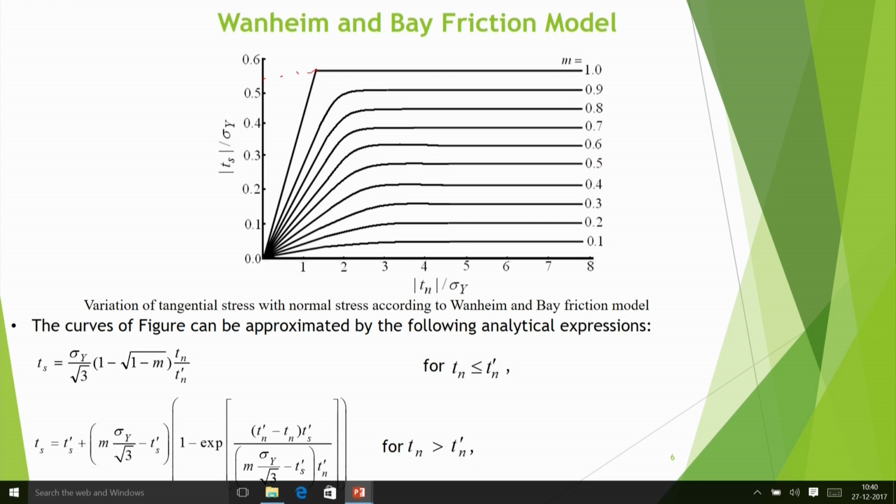What he did is, he included a transition region. That means there is a zone in which Coulomb's friction law is valid, and after that there is a zone of constant friction, and in between there is a transition zone. This is plotted for different values of m, and these can be approximated by different expressions. Here T n prime is the limit of proportionality, up to which Coulomb's law holds good, and beyond it T n is greater than T n prime.